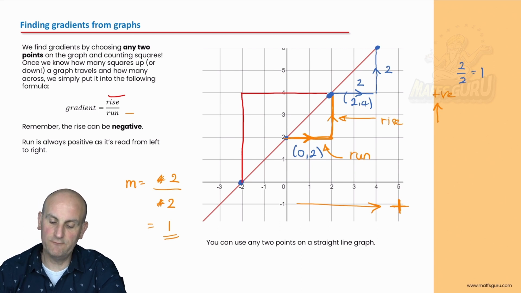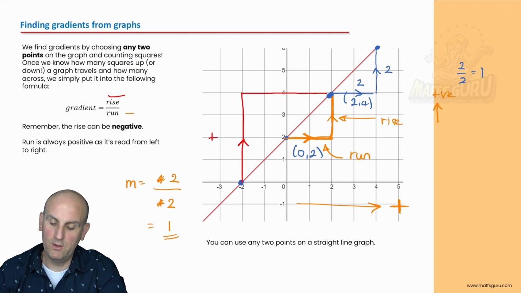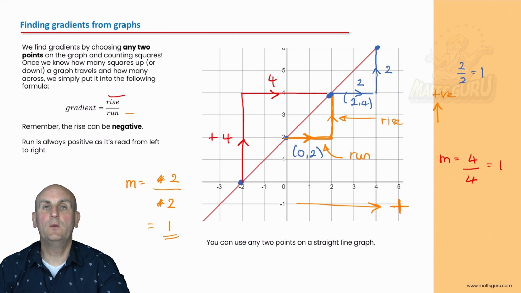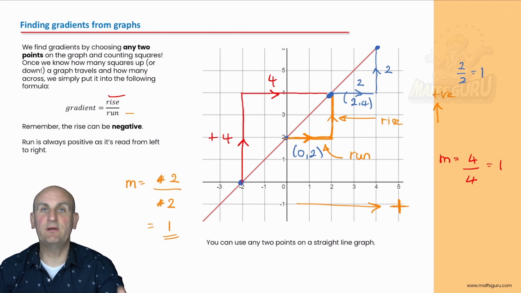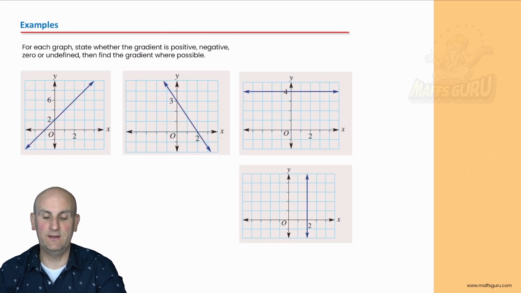So let's see, I've gone up. So if I go up, that's a positive. So I've gone up 1, 2, 3, 4 squares. I'm going to the right, which is positive 1, 2, 3, 4 squares. And so again, my gradient would be 4 divided by 4, which is 1. And one of the things I said at the start of this lesson is the gradient along a straight line is the same regardless of which 2 points you use. And that sort of makes life a little bit easier for me.